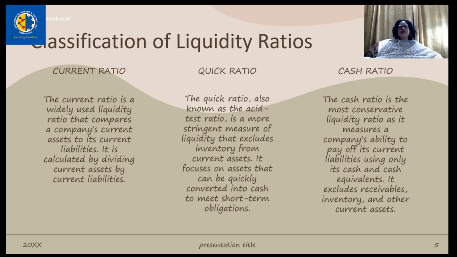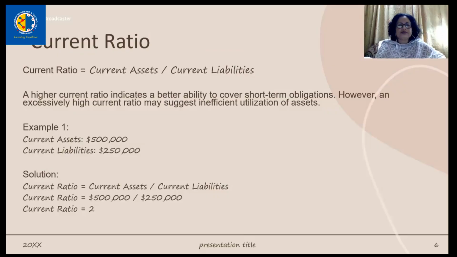Quick ratio, also known as the acid test ratio, is a more stringent measure of liquidity that excludes the inventory from current assets. It focuses on assets that can be quickly converted into cash to meet short-term obligations. And your cash ratio is the most conservative liquidity ratio, a measurement of a company's ability to pay off its current liabilities using only its cash and cash equivalents. It excludes receivables, inventory and other current assets.